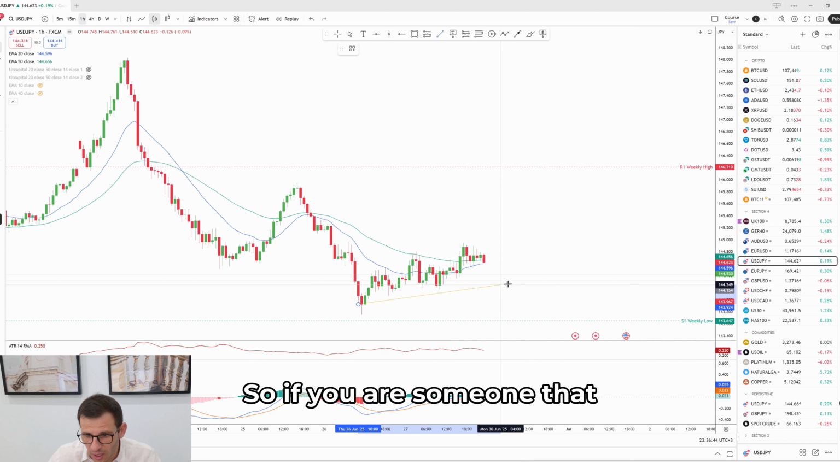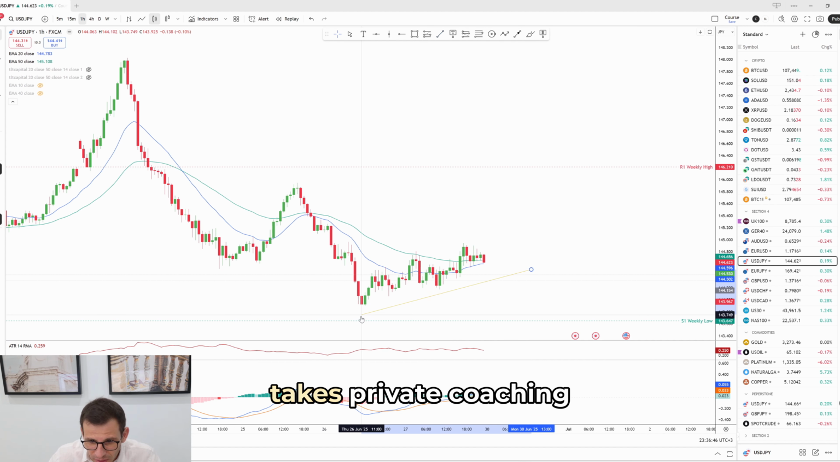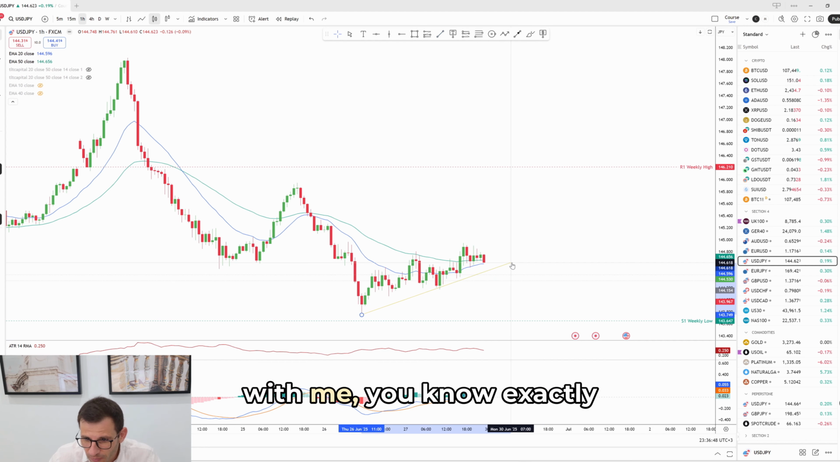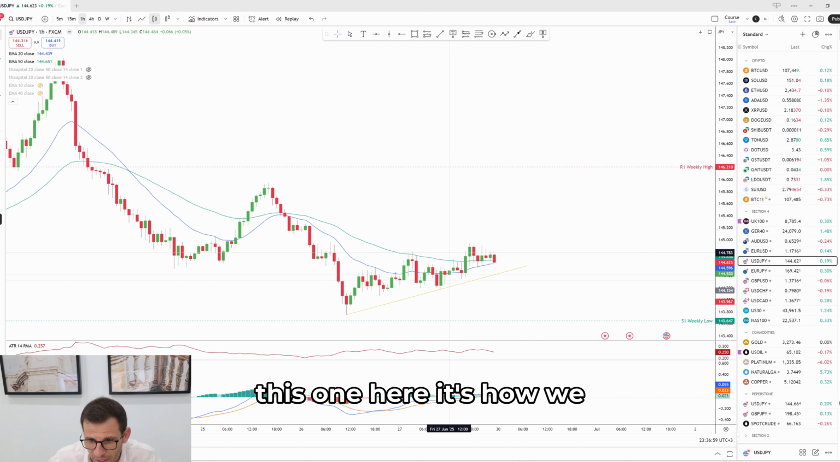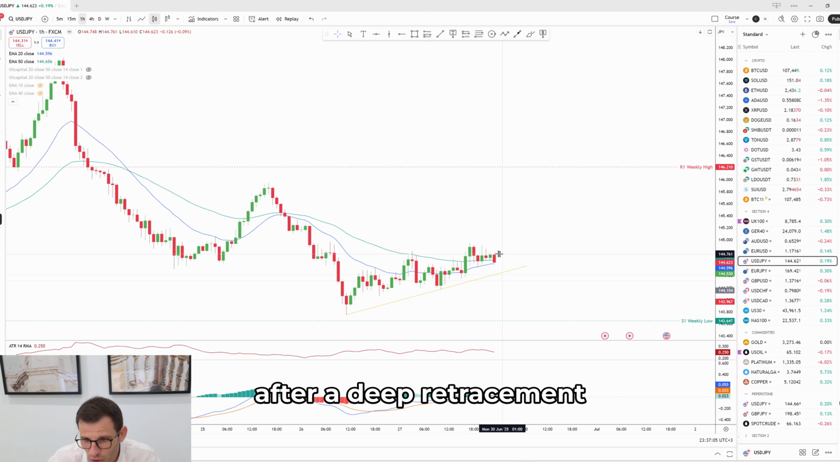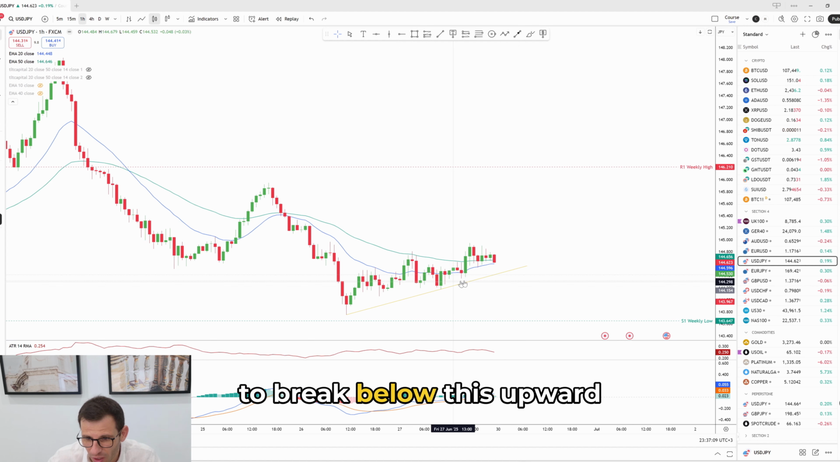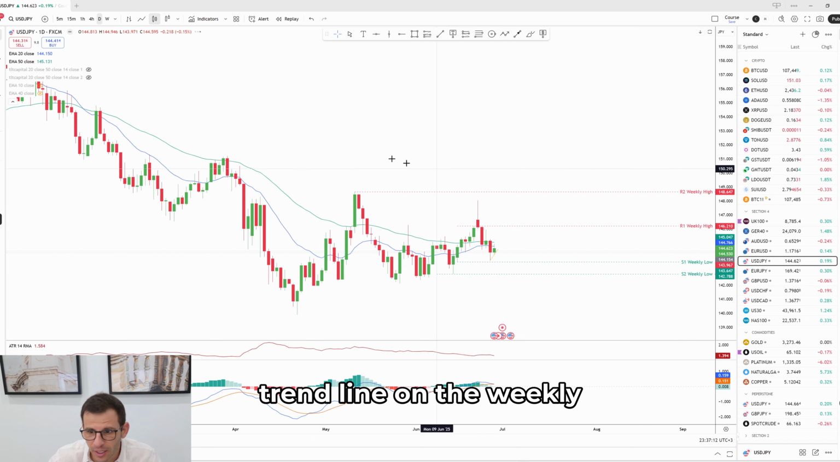So if you are someone that takes private coaching with me, you know exactly how to trade this one. If you are at the stage of learning the strategies, then this one here is how we want to see a downtrend after a deep retracement finally resume. So we want to see the price break below this upward trend line.